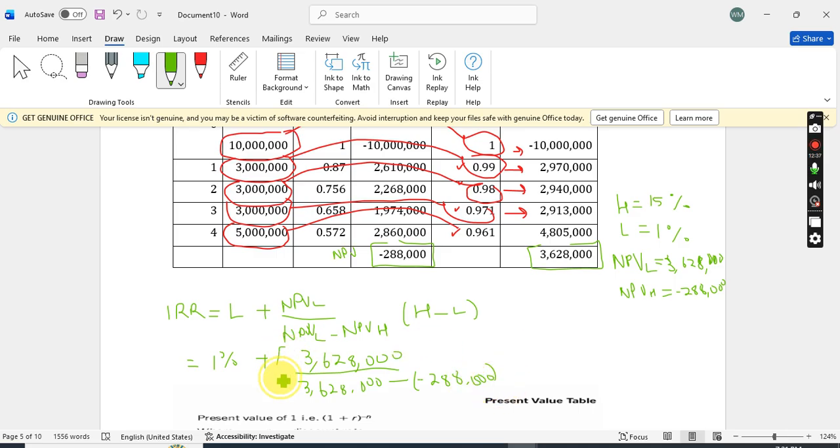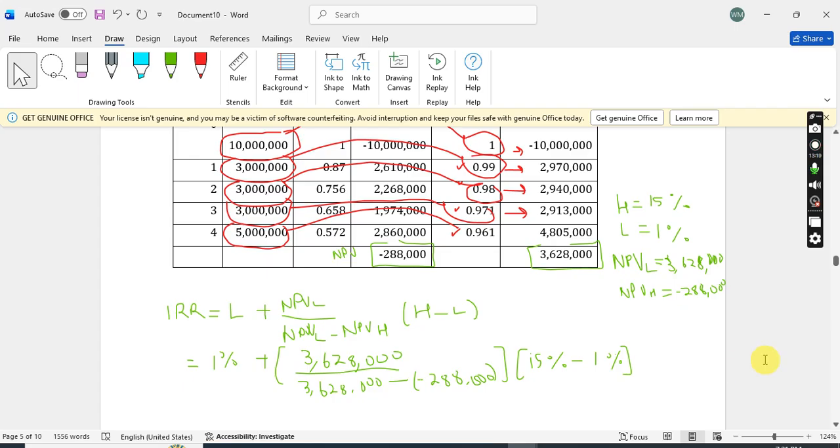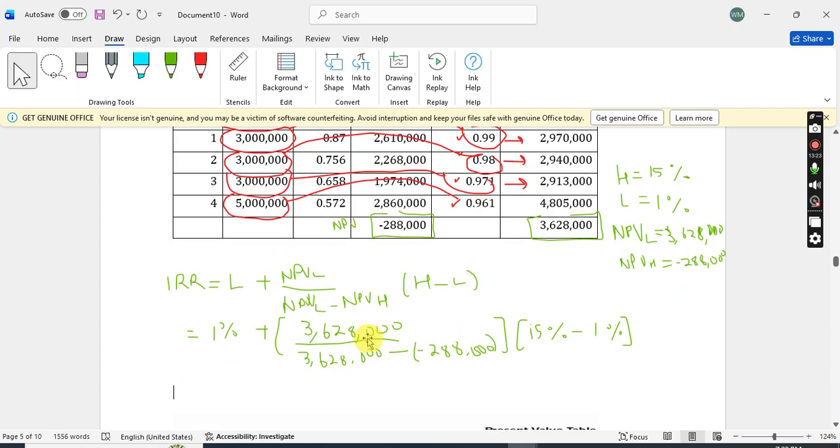Okay. In here you're going to have 15% minus 1%. So you break down this tabulation in smaller portions. So we start here. 3,628,000 minus negative 288,000. Colleagues with calculators, what do we get?